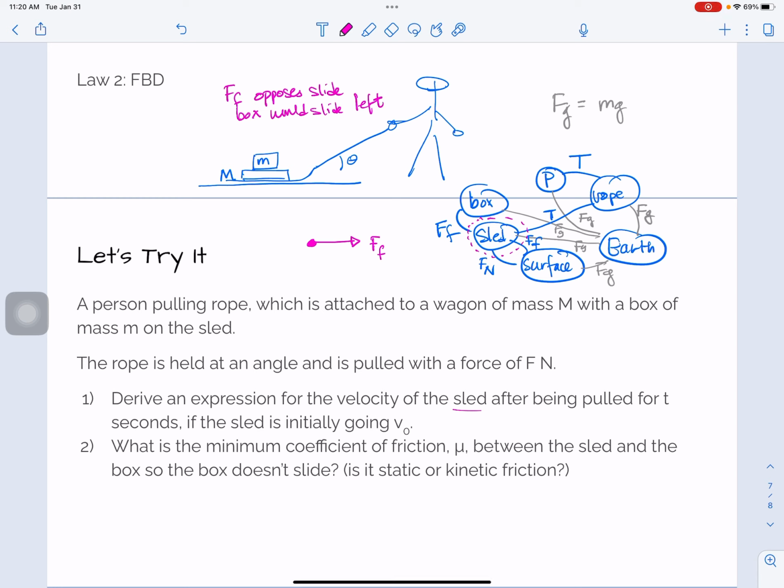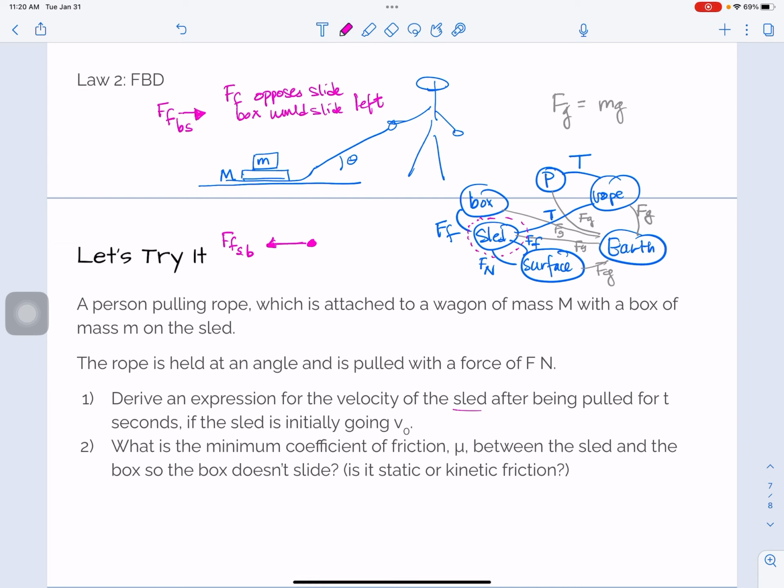And so that means, I think my arrow is wrong. So that means that the force of friction on the box by the sled would have to go this way, because it would oppose the direction of the slide. And so that means, if I'm looking at the forces on the sled, the force of friction on the sled by the box has to be the opposite direction, because that's what Newton's third law tells us, equal and opposite direction.